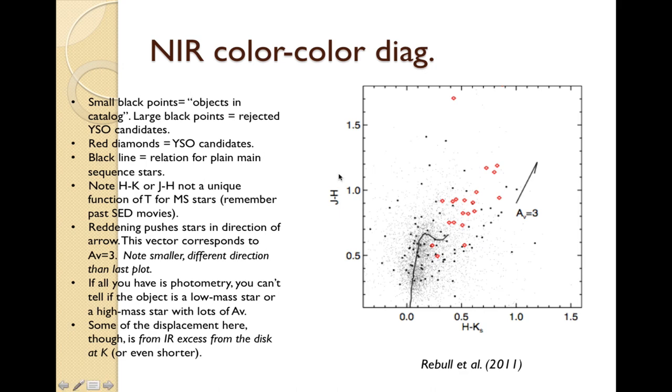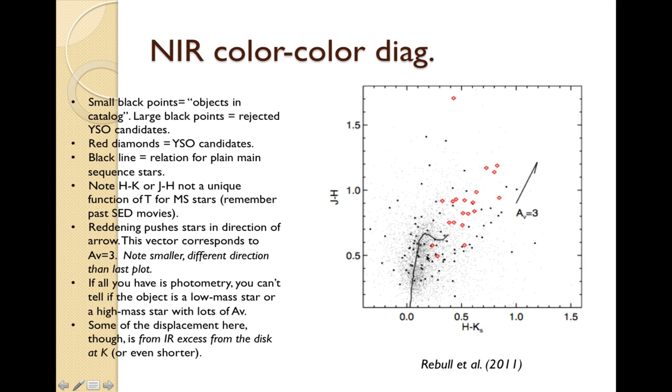In this case, it's color. So the magnitudes, note, first of all, this vector is AV of 3, just like the previous one, but it's a lot shorter because we're in the infrared here. And it's going to push red in H minus K and red in J minus H, reddening. It's going to make it redder in both bands. This line right here is where the main sequence should be.